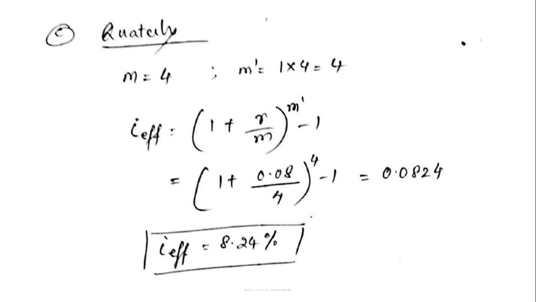Let's go for quarterly. How many quarters are there in a year? A year is divided into periods of 3 months.